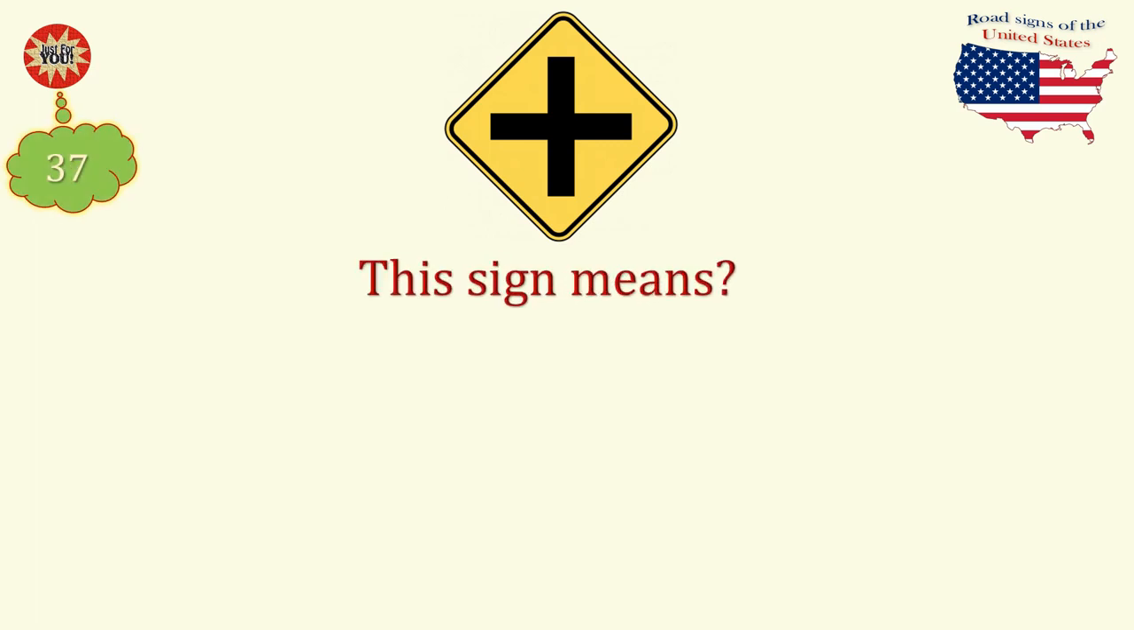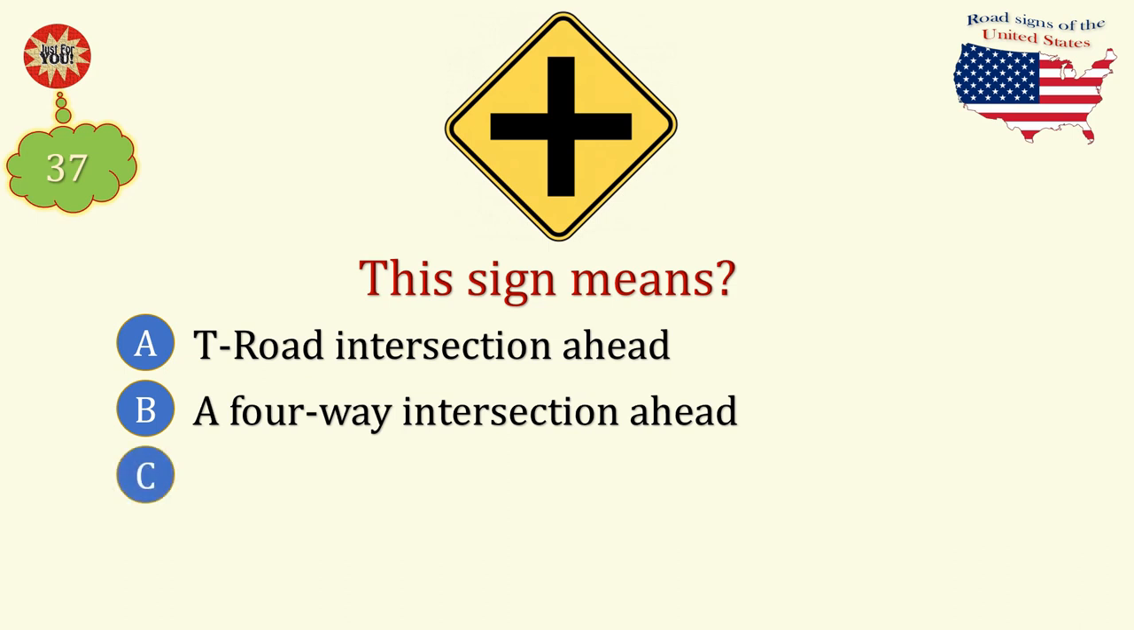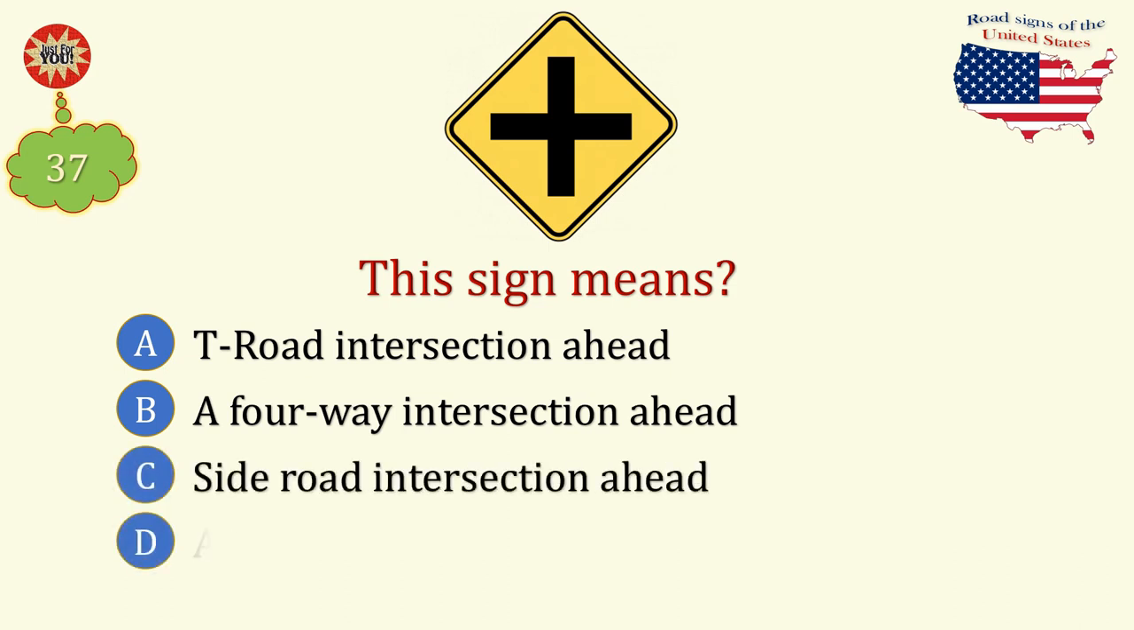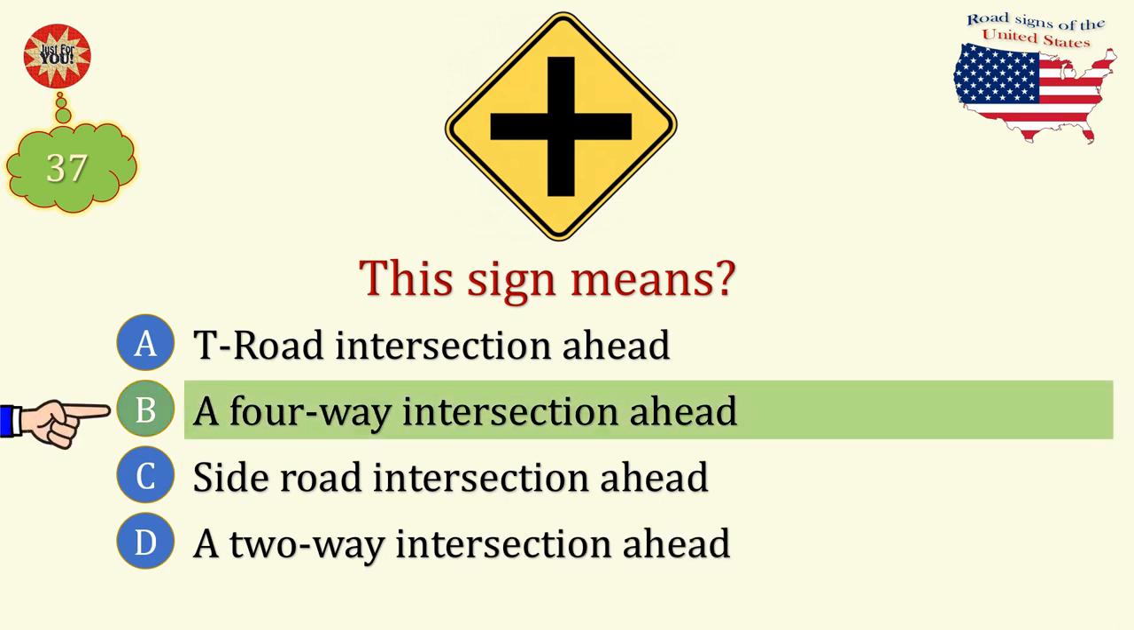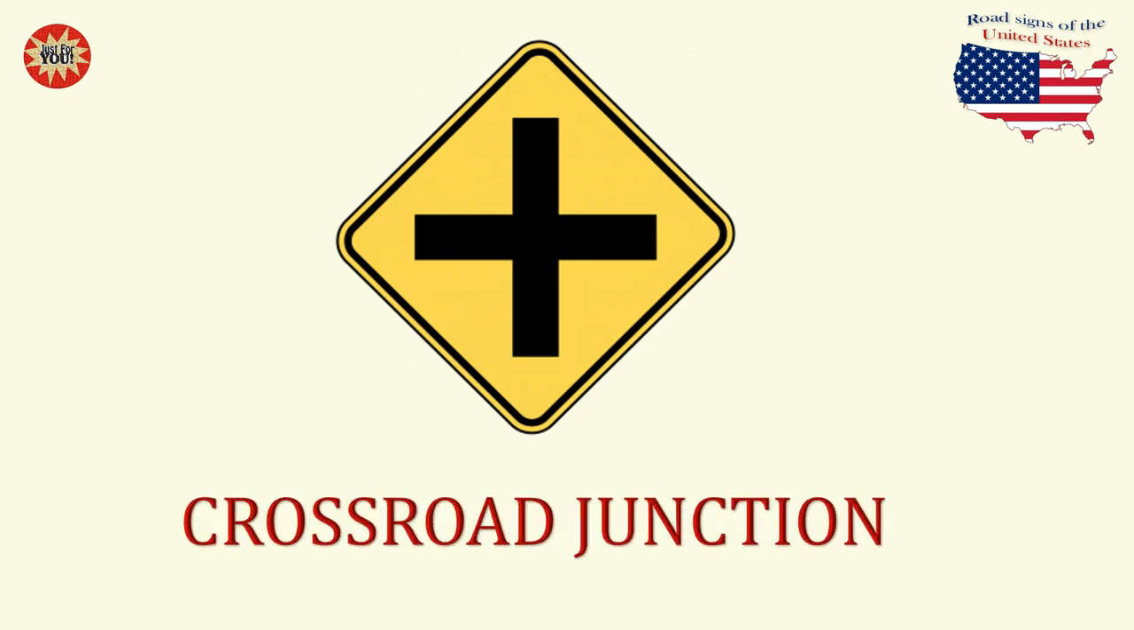This sign means? A. T road intersection ahead. B. A four-way intersection ahead. C. Side road intersection ahead. D. A two-way intersection ahead. The correct answer: B. A four-way intersection ahead. Crossroad junction.